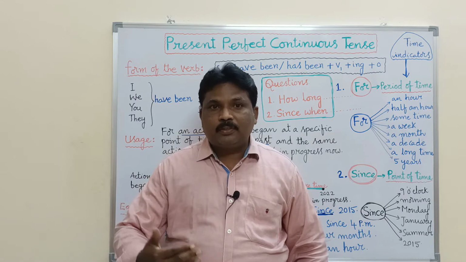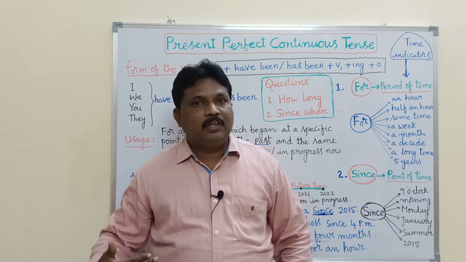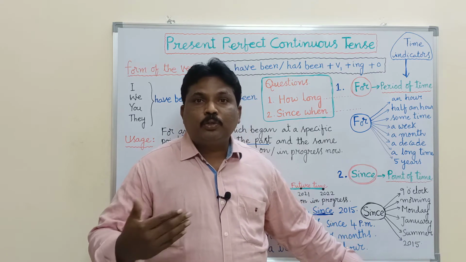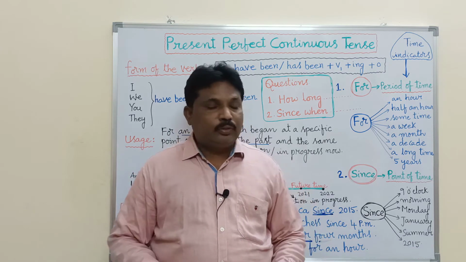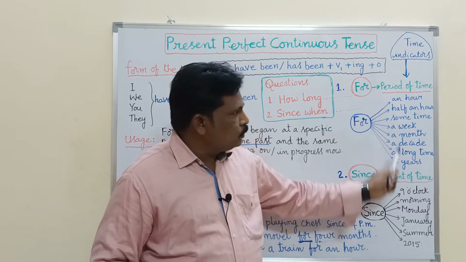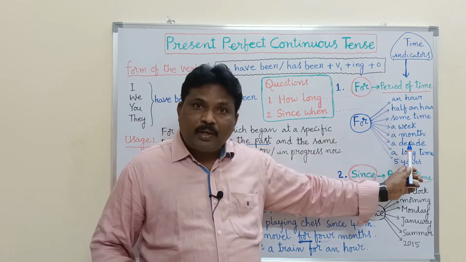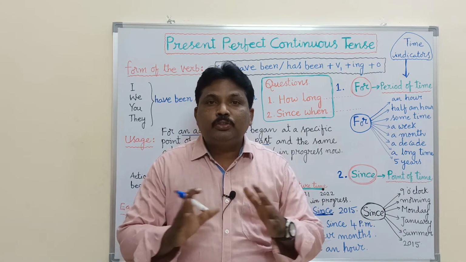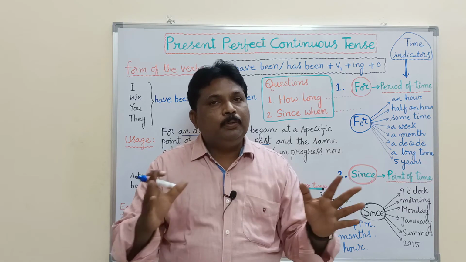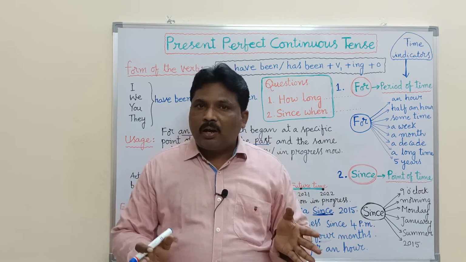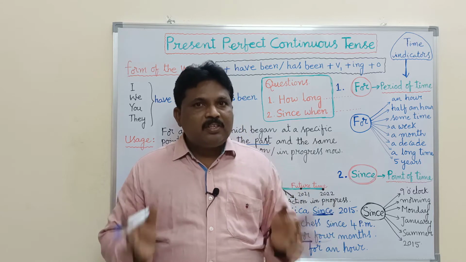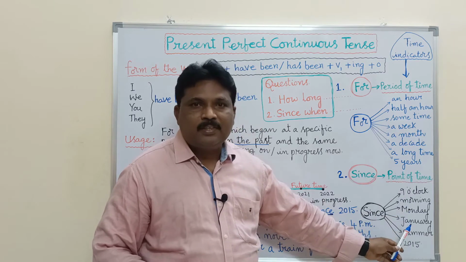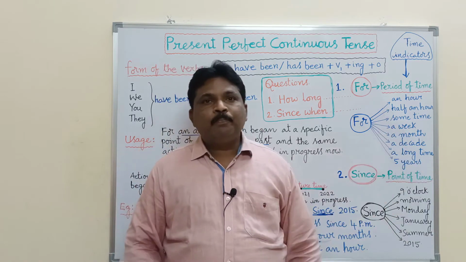Next, years. These years are past years, not future years: since 2015, 2014, since 2019, and so forth. So there is a difference between these two. For is used with a period of time, since is used with a point of time. So don't use these two interchangeably. They cannot be used interchangeably. For is always used with a period of time, since is used with a point of time. You can remember these points where since is used and for is used.